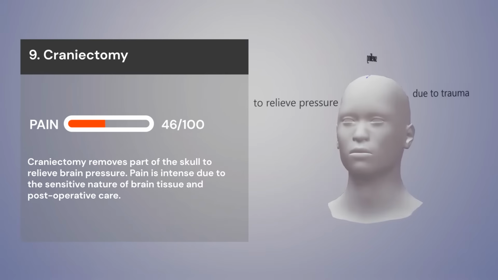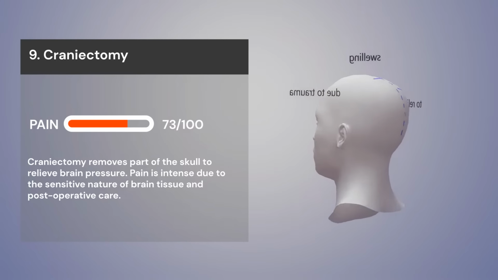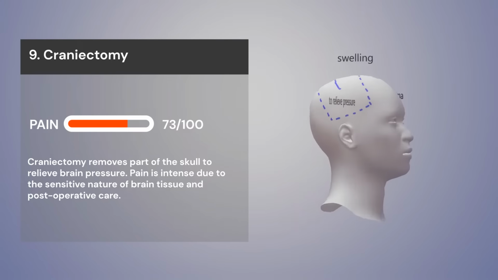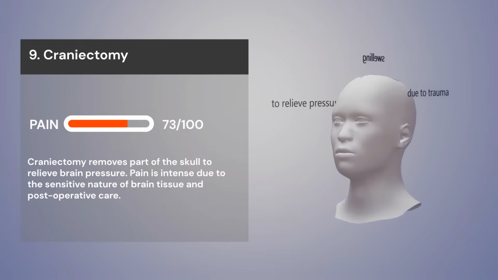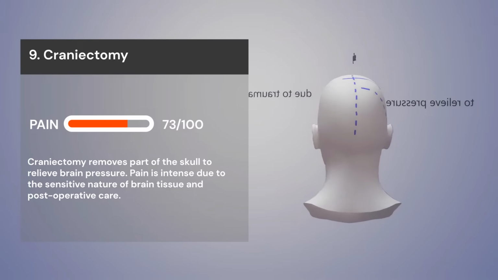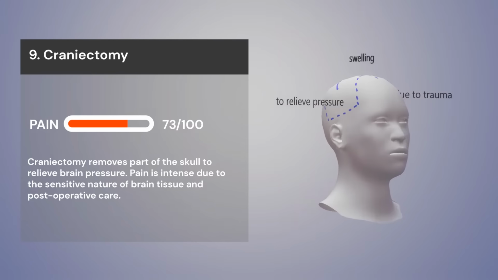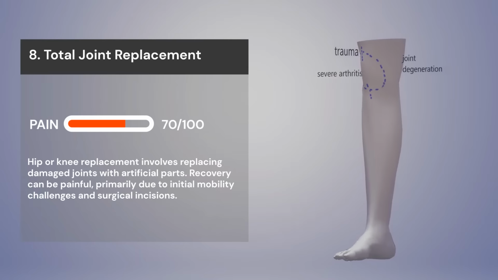Number 9. Craniectomy. Craniectomy involves surgically removing a portion of the skull to relieve pressure on the brain, often due to trauma or swelling. This procedure is crucial for preventing further brain damage but is associated with significant pain during recovery.